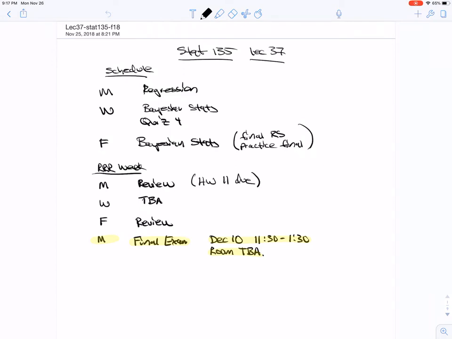We are in the last week of classes. On Monday, today, we're going to finish regression. On Wednesday, we're going to start Bayesian statistics, and you're going to take quiz 4. And on Friday, hopefully we'll finish Bayesian statistics. I'll pass out a final review sheet and a practice final on Friday, and in our RRR week we're going to review.